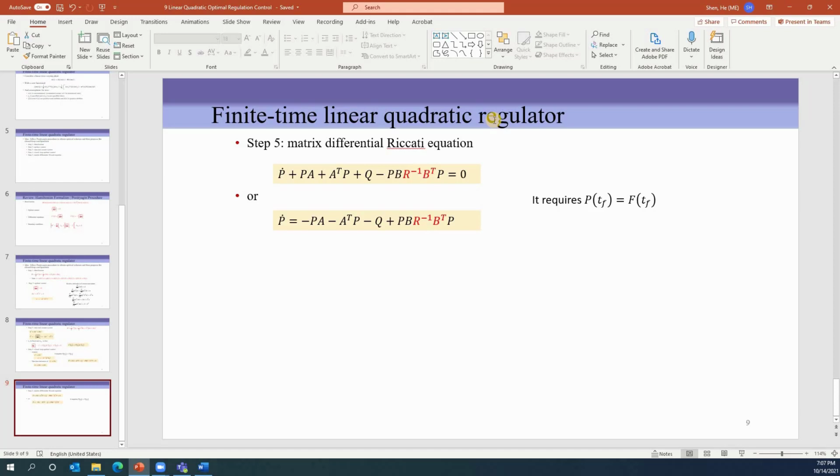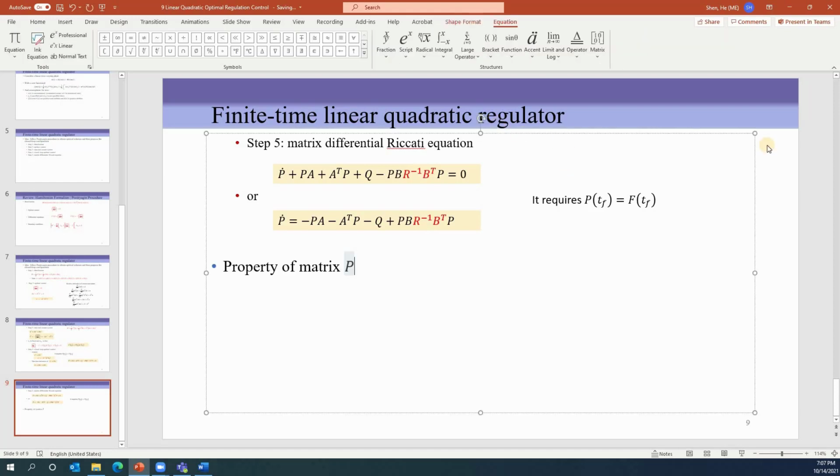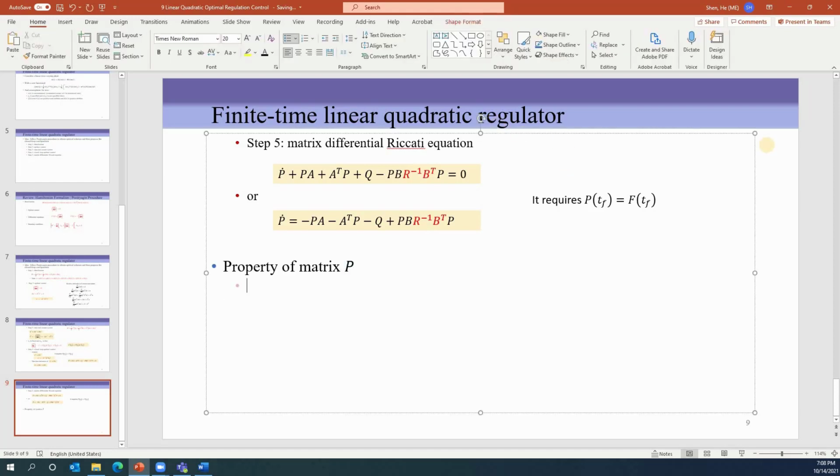Let's look at the properties of this matrix P. And the first property of P is that it is symmetric. You can find that by taking a look at the solution to this. If you replace P by P transpose, you satisfy this equation. And the final value of P at TF is equal to F at time TF.